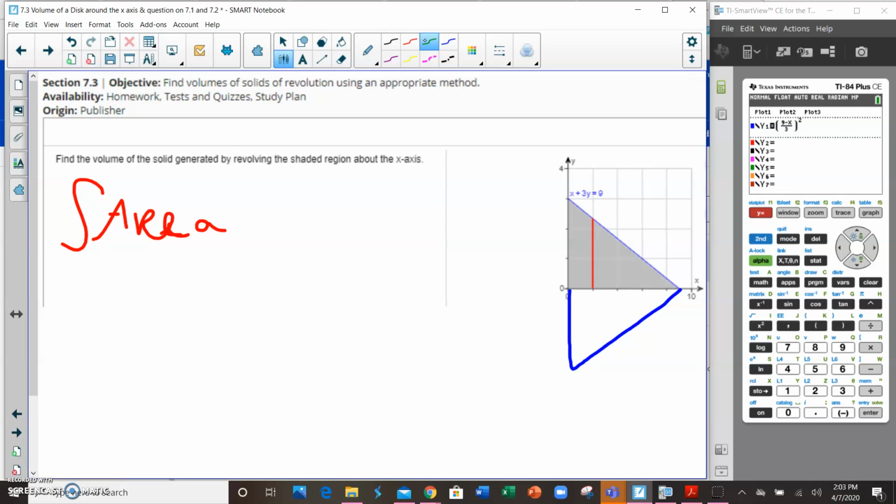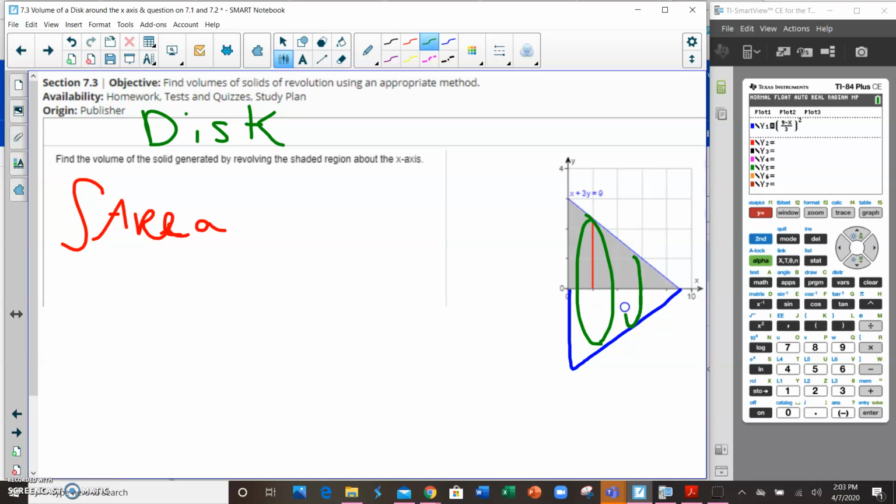Volume is three-dimensional, 3D. So I'm going to try and draw the disk that you end up with around that area. It's supposed to be three-dimensional. I have trouble doing this in classroom, let alone online. What it's going to end up forming is a disk. So this is called the disk method to find the volume.